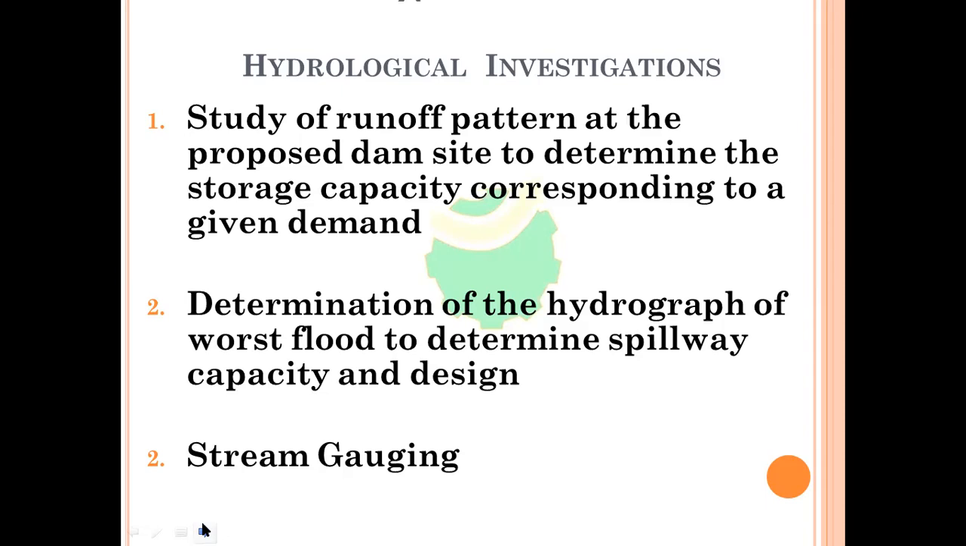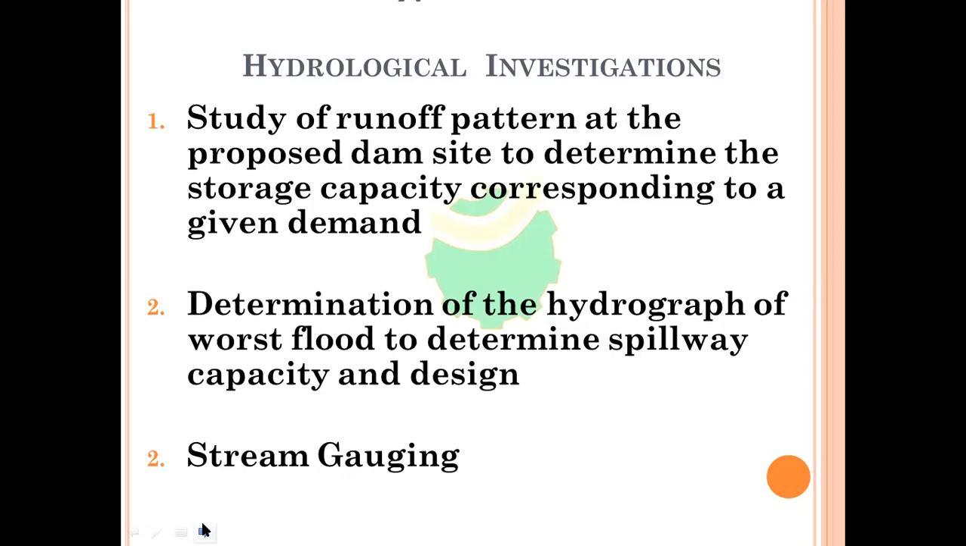Maybe sometimes it is high, sometimes it is low, and sometimes it is average. So we must take the data of nearly 30 years, how much flow is flowing every year. Depending on that, we fix the capacity of the reservoir. So for that we are using hydrographs, runoff hydrographs, which are covered in Water Resource Engineering 1 in one semester. Next, determination of the hydrograph, worst flood conditions, spillway capacity, etc.